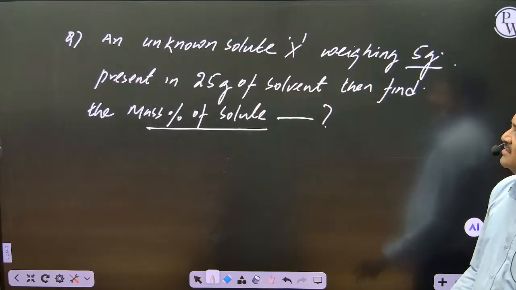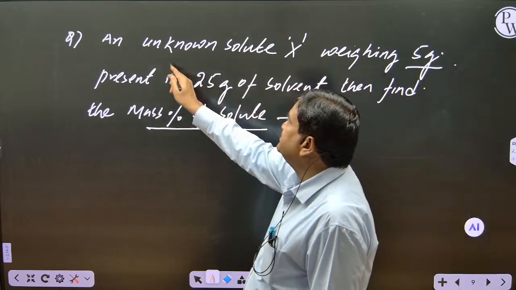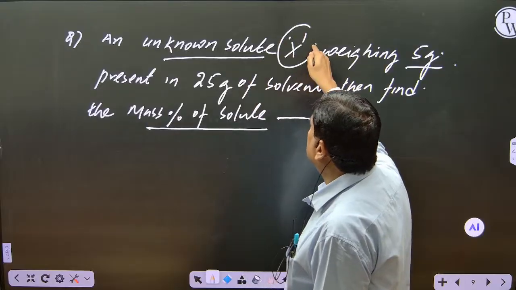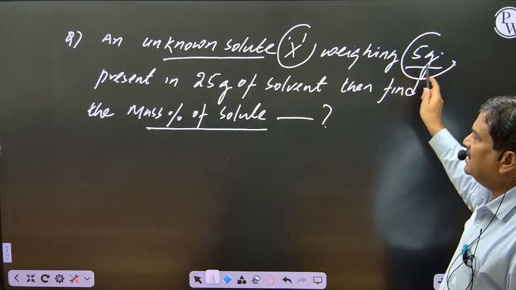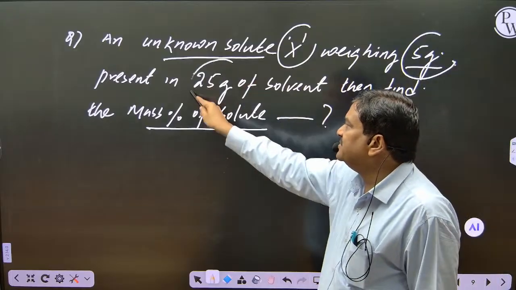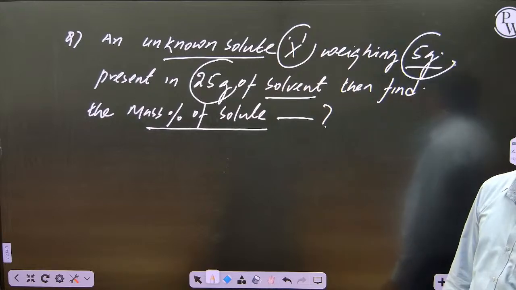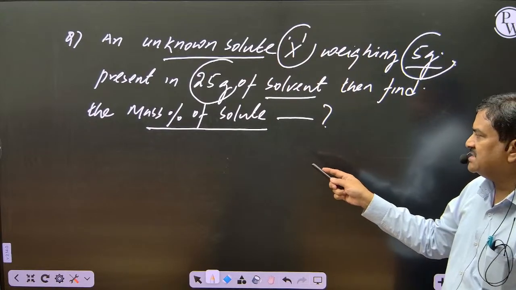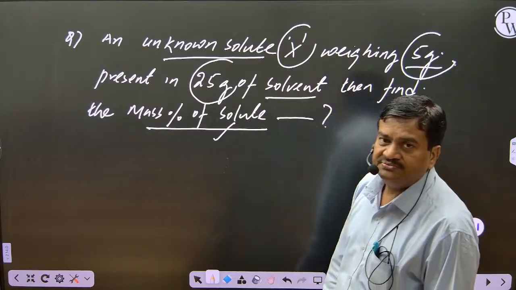Question, understand what I am saying. One unknown substance is there, which we are calling solute X. That unknown solute is weighing 5 grams, and that is present in 25 grams of the solvent. That is water. Generally, water will be the solvent. What will be the mass percentage of this solute in this 25 grams of solvent?